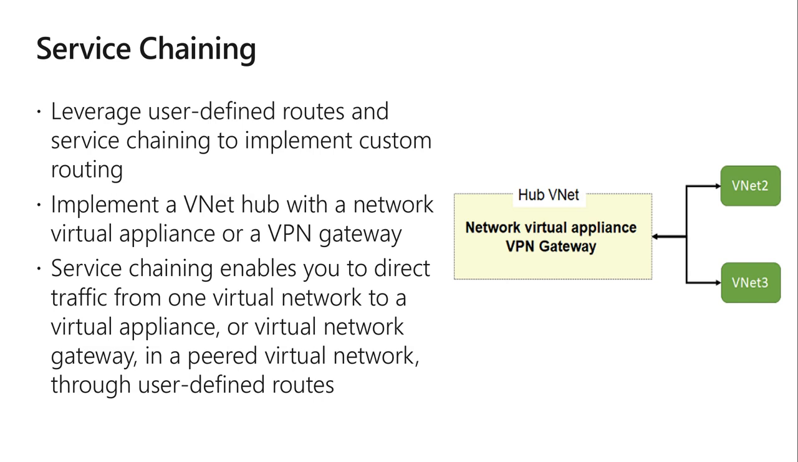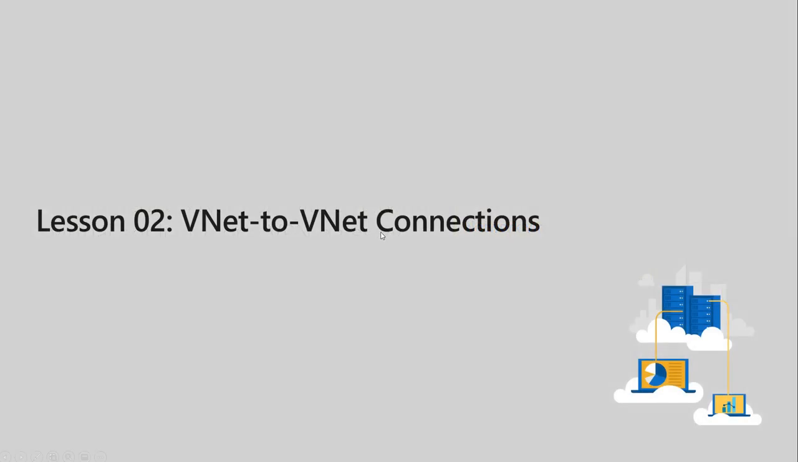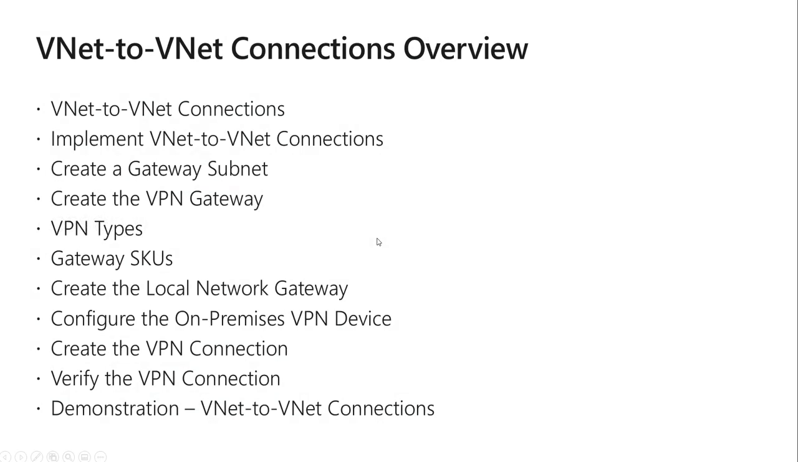This might be a little bit confusing, but anyway, just for you to know, if you connect VNet 1 to VNet 2, pair 1 to 2 and pair 2 to 3, you cannot ping VNet 3 from VNet 1. So you need to use service chaining for that to work. So, okay, let's go to our lesson 2, VNet to VNet connections. Right, this is sort of a big one. So we're going to cover all these points in this lesson.